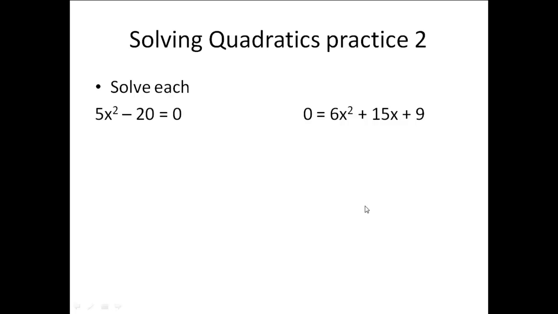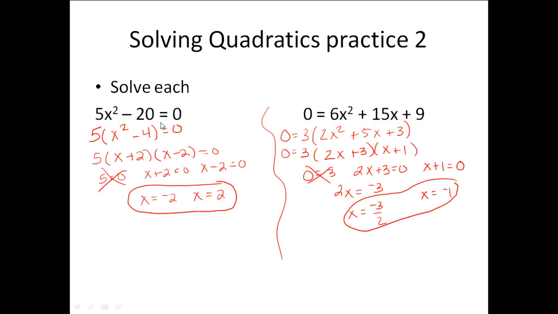Okay, give these 2 a shot. So go ahead and pause the video and see if you can factor them. Okay, hopefully you noticed on this first one that you could pull a 5 out and be left with x squared minus 4. Then that followed the pattern of the difference of 2 squares, or you could factor it normally, and it factors into 5 times x plus 2 times x minus 2.